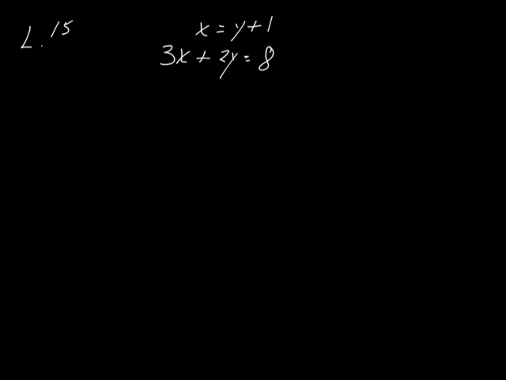So this is lesson 15 in Algebra 2, and it's called elimination. And again, let's do a little bit of review. I think it was lesson 13 where we did the substitution method. And again, this is called a system of equations. It's two equations, and we have two variables.